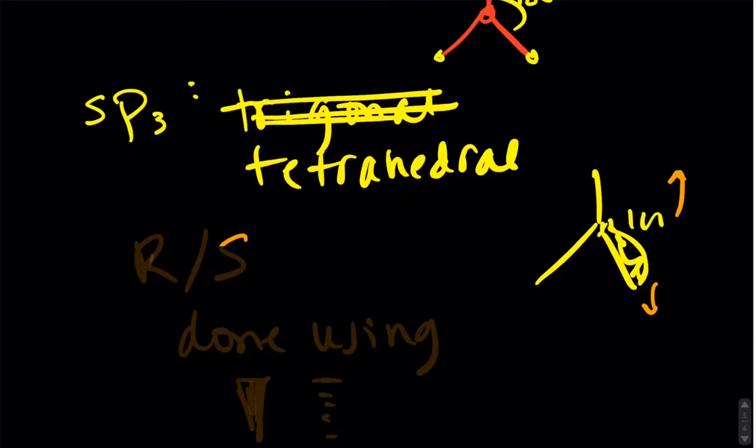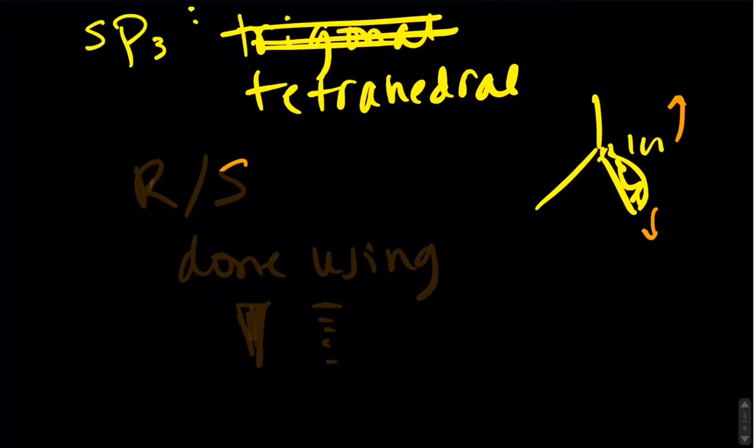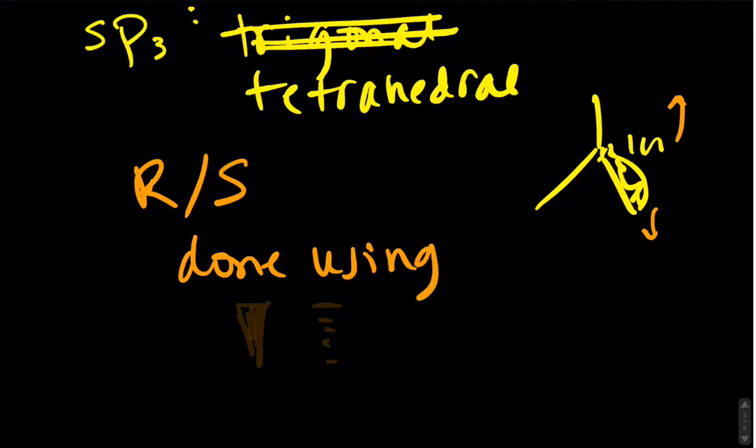Whenever we have an sp3 molecule with 4 different groups, we have to designate the spin of the molecule, whether it's R or S. And this is done using these wedges and these dash bonds. And I'll also make a video about that later on, on how we can do that.